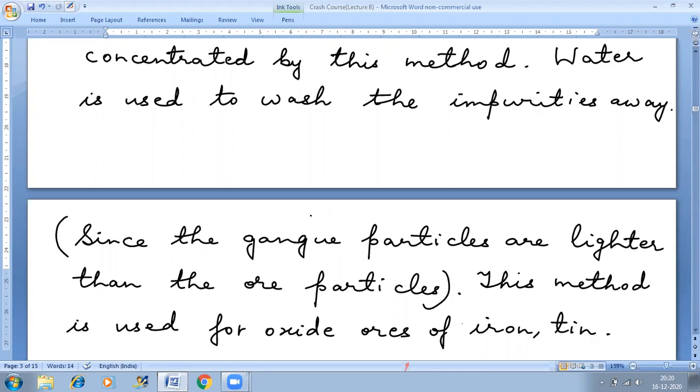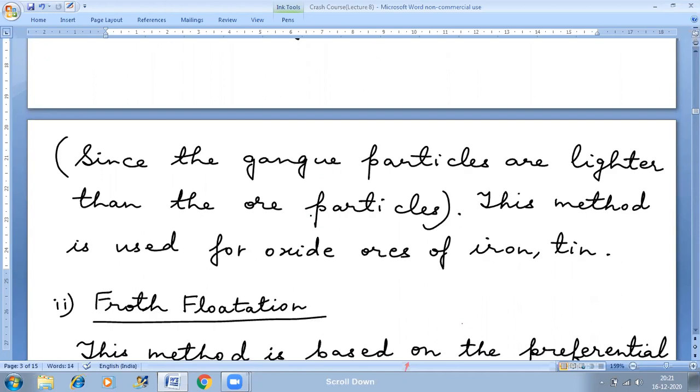The impurities will be washed out because of the water which has been sprayed or introduced. So the water will wash the gangue out of the ore particles. The gangue particles are lighter and the ore particles are heavier. Due to the difference in these densities, we can use this method of hydraulic washing. The method is usually used for oxide ores of iron and tin.